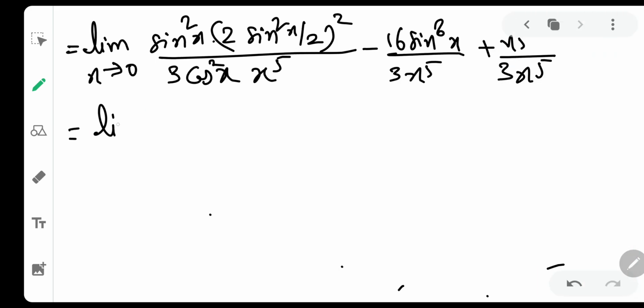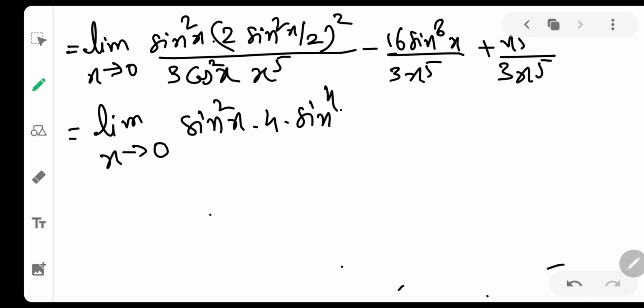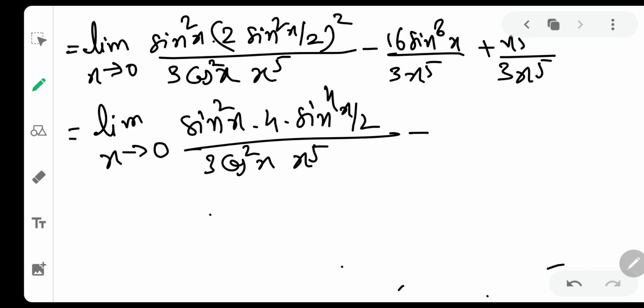So this will be limit x tends to 0 sin square x and 4 sin raised to 4 x by 2 upon 3 cos square x and x raised to 5, and this will be sin raised to 5x upon x raised to 5 will be 1, 16 upon 3 into sin cube x, and this will be x raised to 5 cancelled, 1 by 3 because x is not equal to 0.